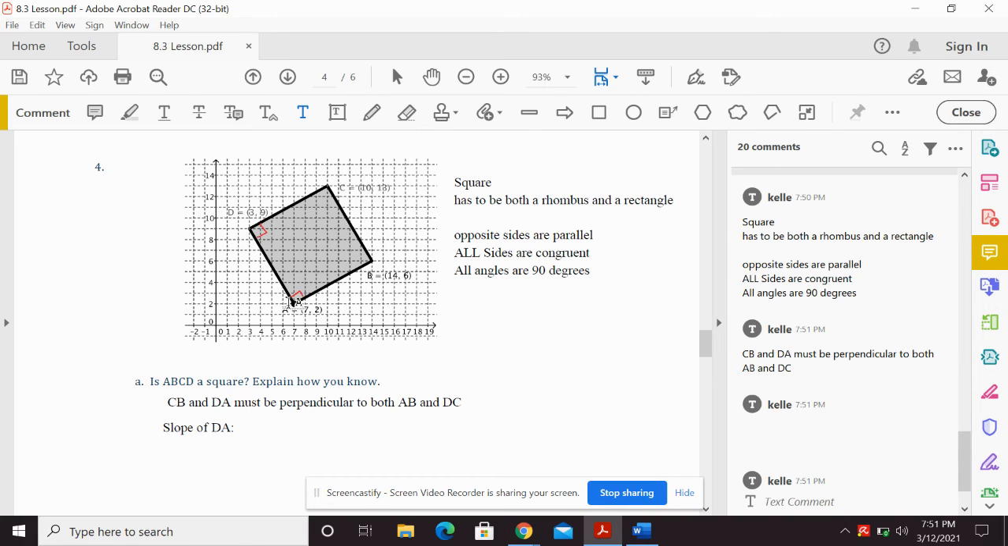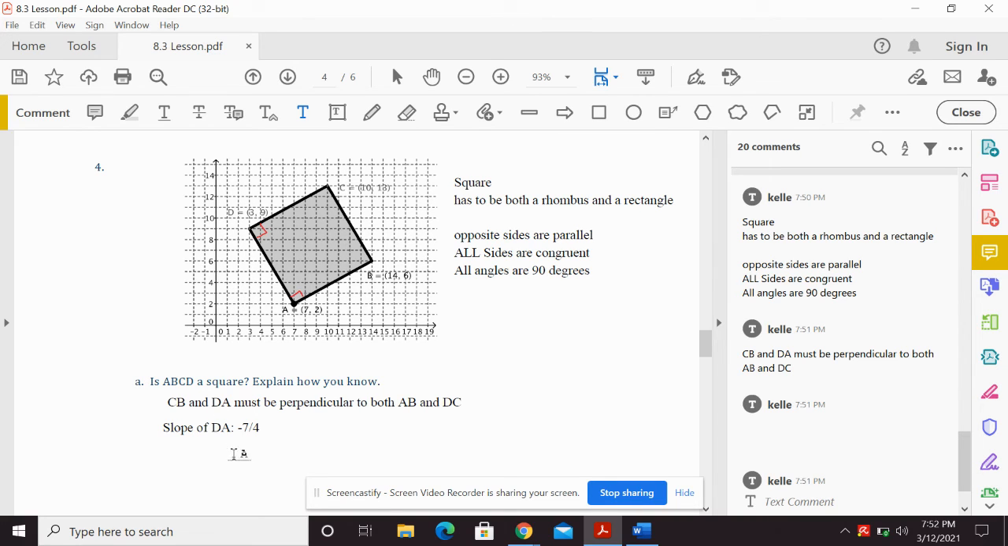What is my slope? My change in y, I start at 9 and I go to 2, so that's 7 over my change in x, 3. I'm going from x equals 3 to x equals 7. Oh, that should be negative 7. I'm sorry. 9 to 2 is negative 7. And 3 to 7 is positive 4. All right, so the slope of DA is negative 7 over 4.